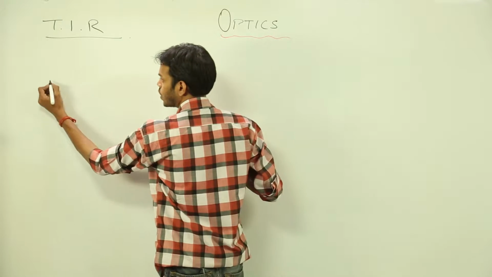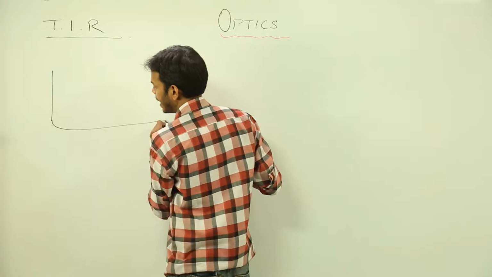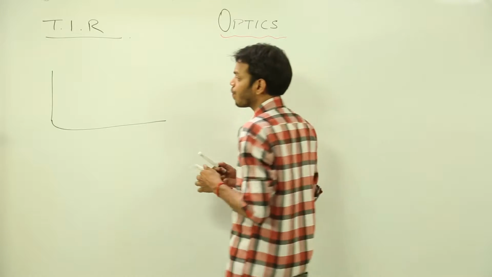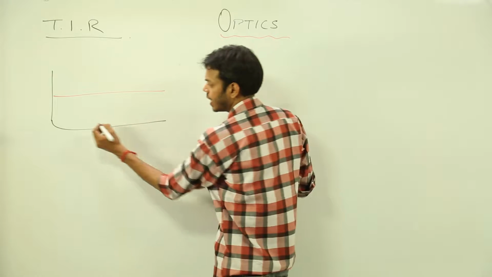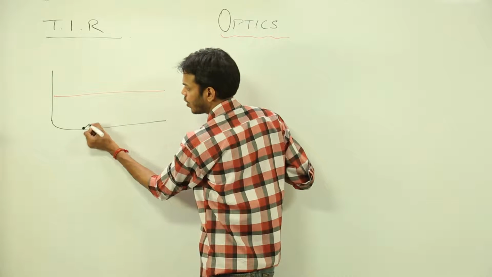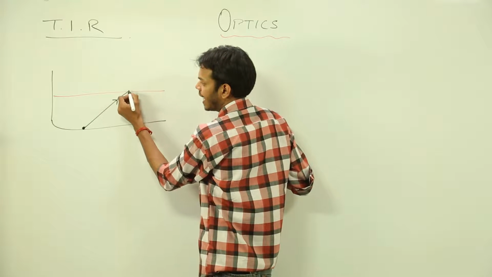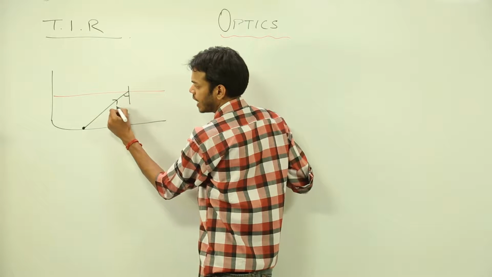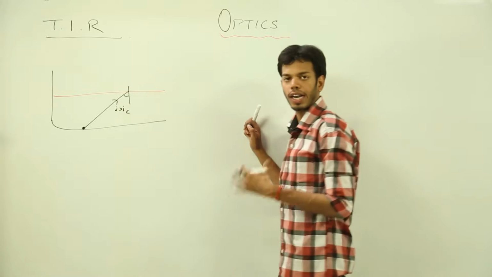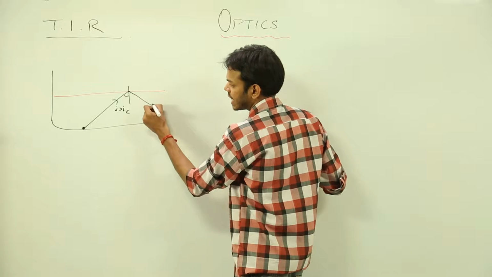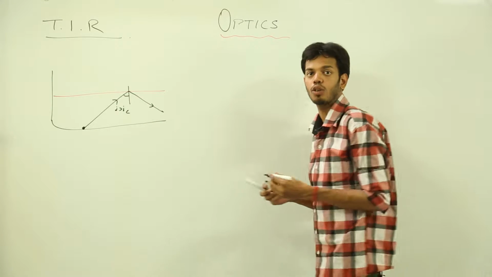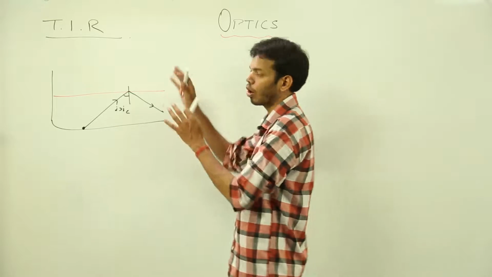So total internal reflection gives us that phenomenon where a ray of light which is traveling in a denser medium is incident on the interface at an angle which is greater than the critical angle. So what happens? This ray reflects in the same medium and hence it undergoes total internal reflection. This whole phenomenon is this.